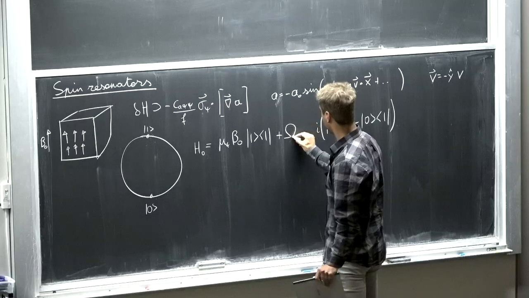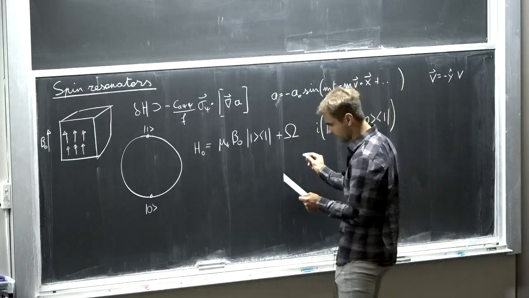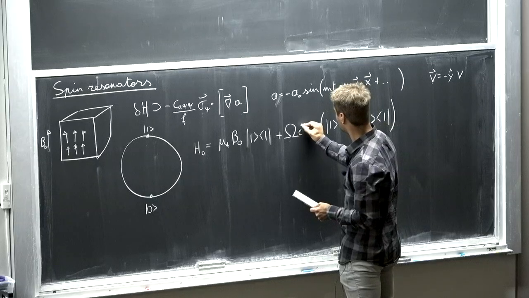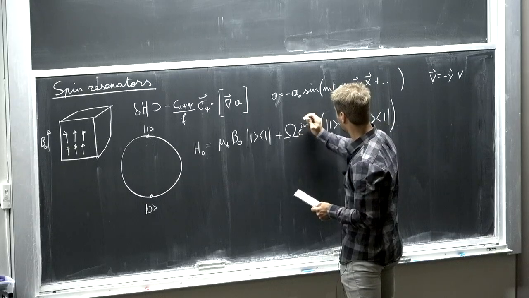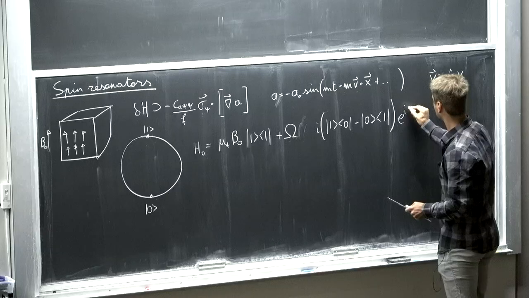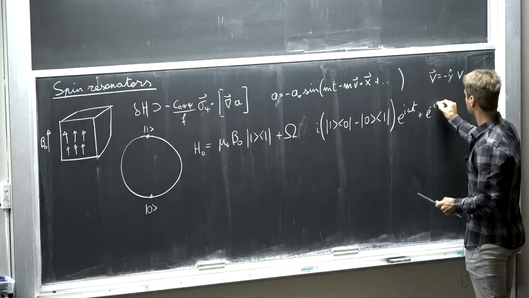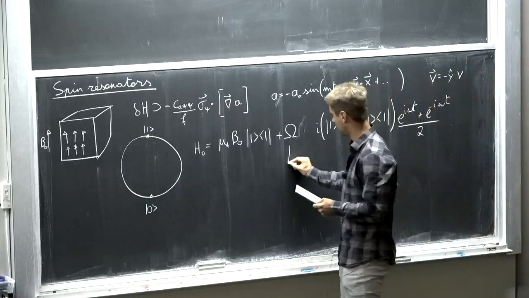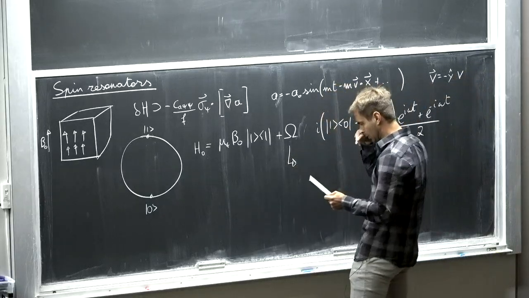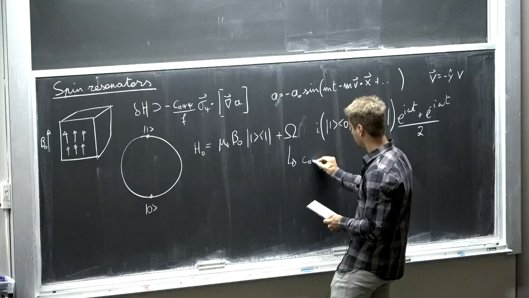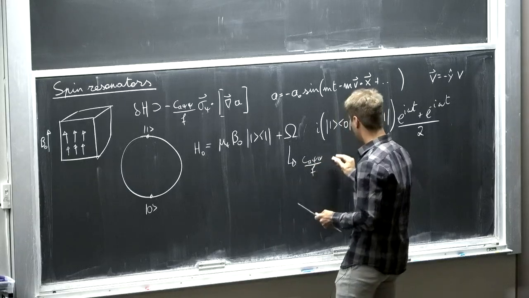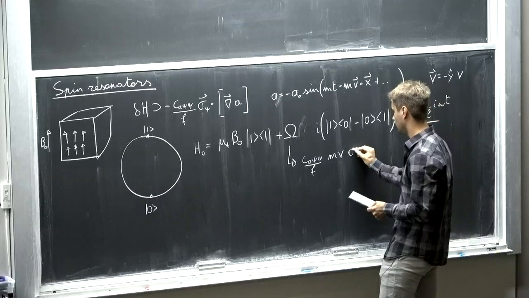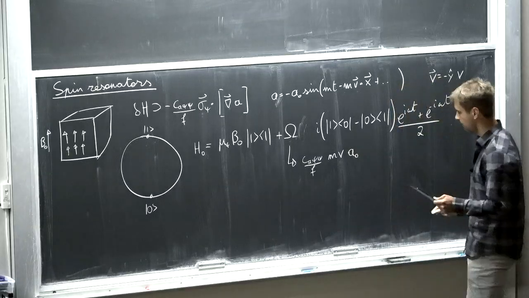the effective driving force here would be proportional to some Rabi frequency times a cosine. I'm going to write it here: e to the i omega t plus e to the minus i omega t, over 2, where this omega is proportional to my axion coupling, this gradient, and the amplitude of my field.